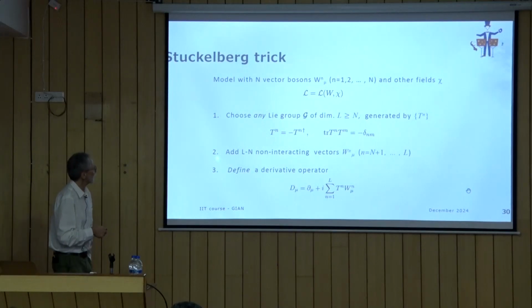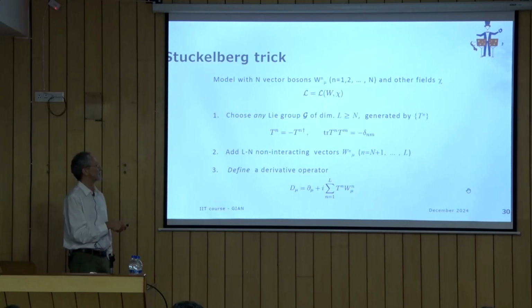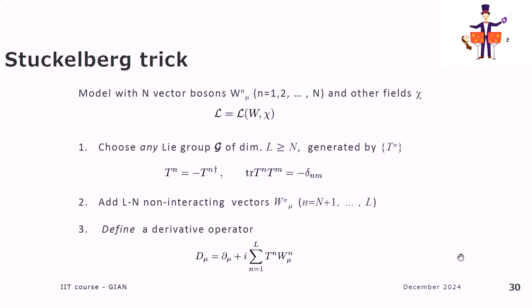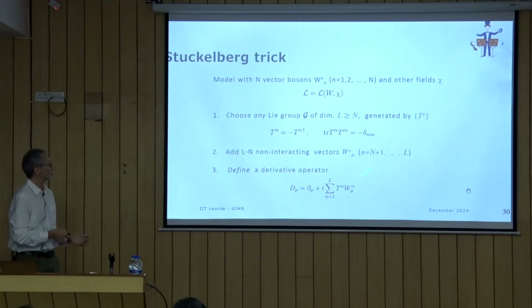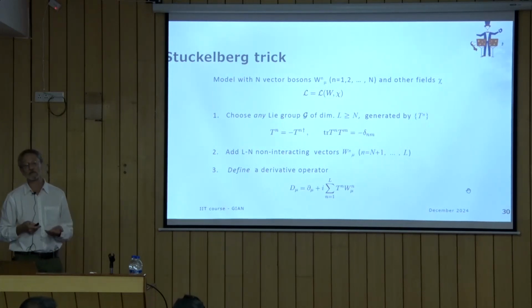Then you complement the original fields by a bunch of non-interacting vectors, W_mu^n, where little n goes from n plus 1 to L. You might choose L equal to n and be done, but it might be that for some reason you really like SO(32), and your theory doesn't have enough W's to meet the dimension of SO(32), which is 32 times 31 over 2. And so you add the discrepancy and put them in here. How can you make them non-interacting?